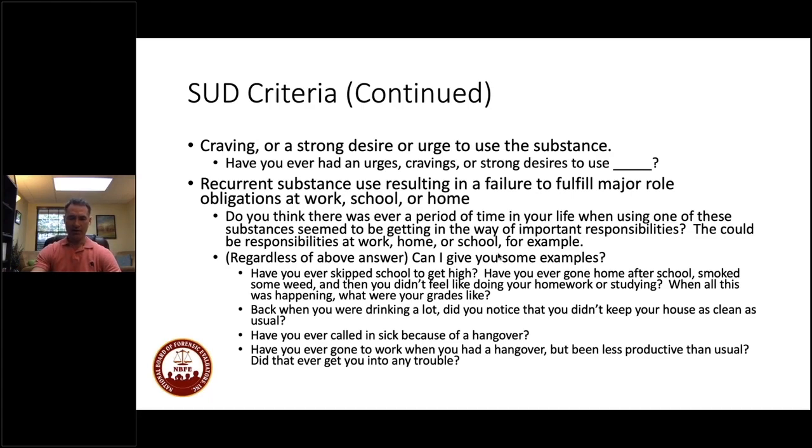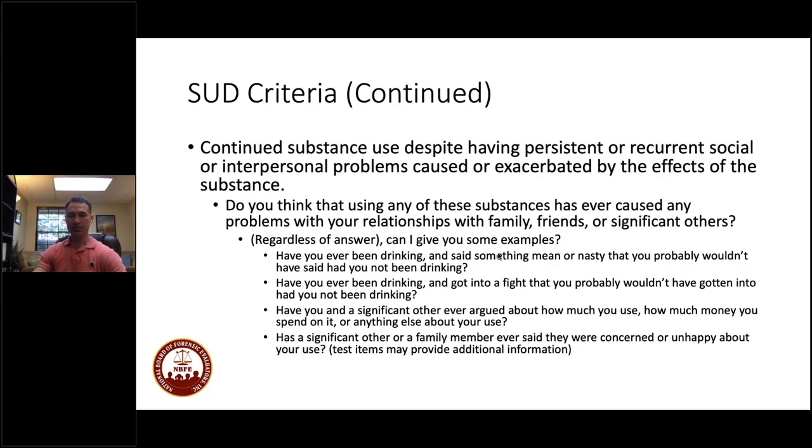Or back when you were drinking a lot, did you notice that you didn't keep your house as clean as usual? Have you ever called in sick because of a hangover? And again, if they say yes to these, you don't stop there. You need to find out, is it recurrently happening over and over? And is that producing significant problems? If they've called in sick because of a hangover from work, okay, but did that happen several times? And did they get into any trouble? Or were they less able to meet their performance review expectations because of it? That's the stuff you need to eventually get to. It's not enough to know it happened. We're getting at impairment or distress. The next symptom is persistent or recurrent social or interpersonal problems.